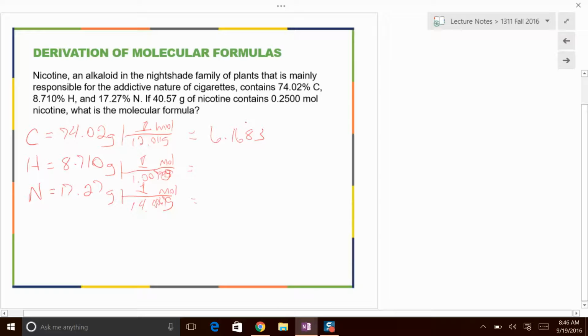Okay, hydrogen, 8.710 divided by 1. It's like the same, right, guys? Okay. Okay, these are all moles. 17.27 divided by 14. 1.2335. Okay. Now what do I do?